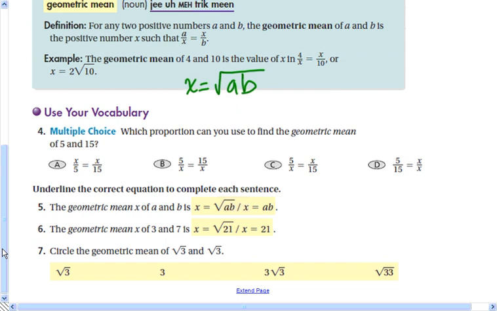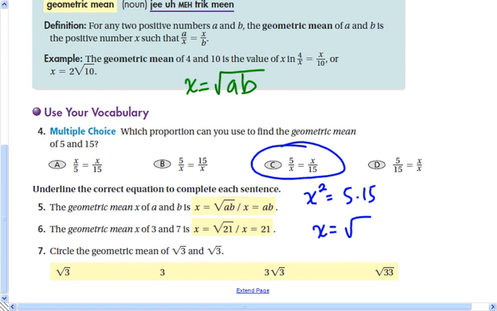Which proportion can you use to find the geometric mean of 5 and 15? That would be this one here, because we get x squared equals 5 times 15, which is 75. So x equals the square root of 75, and we could simplify that. Underline the correct statement. That would be that one. So the geometric mean of 3 and 7 is the square root of 21.